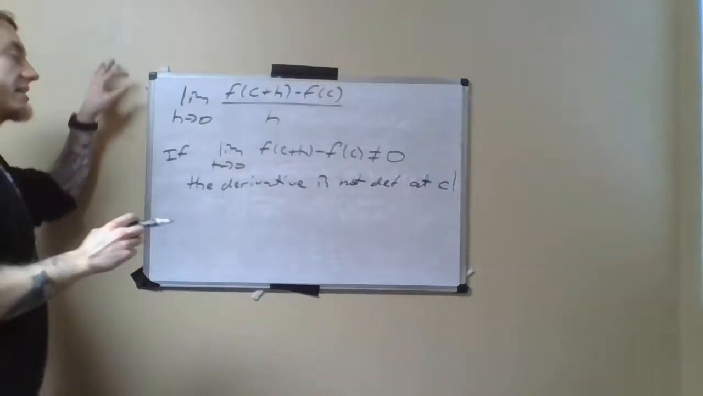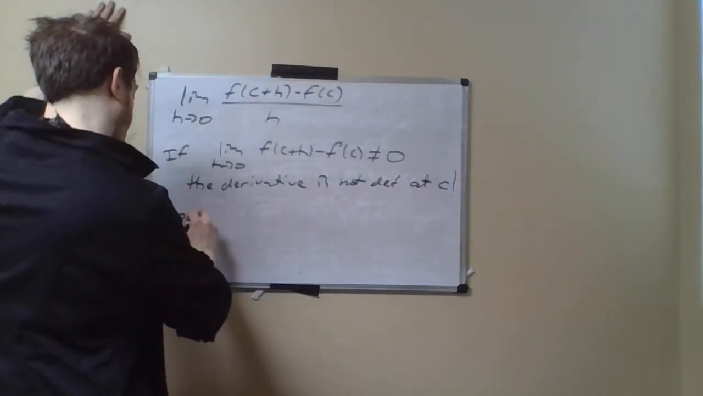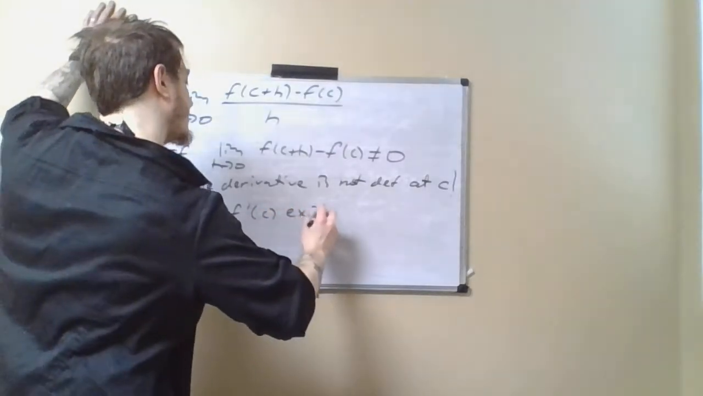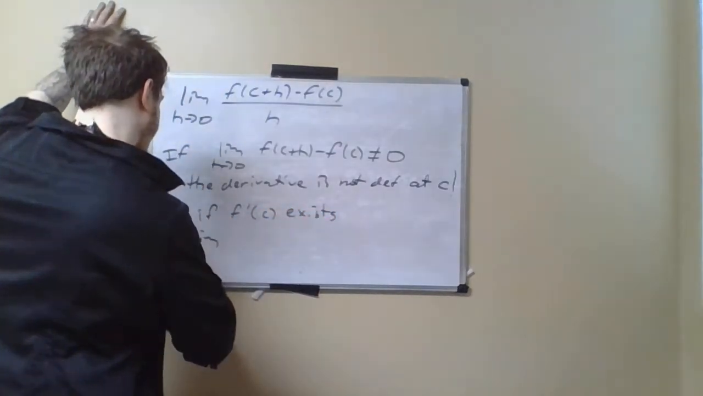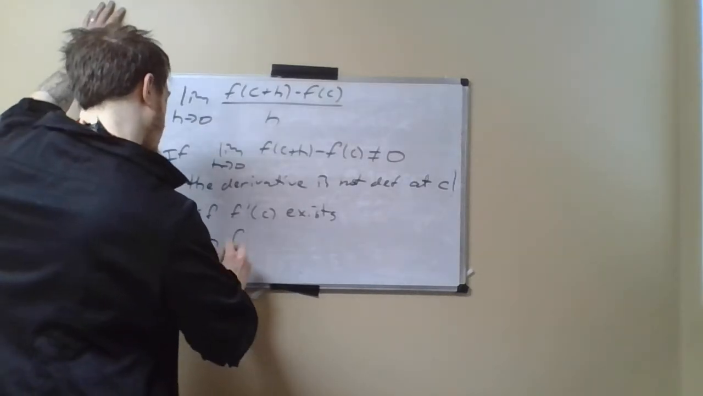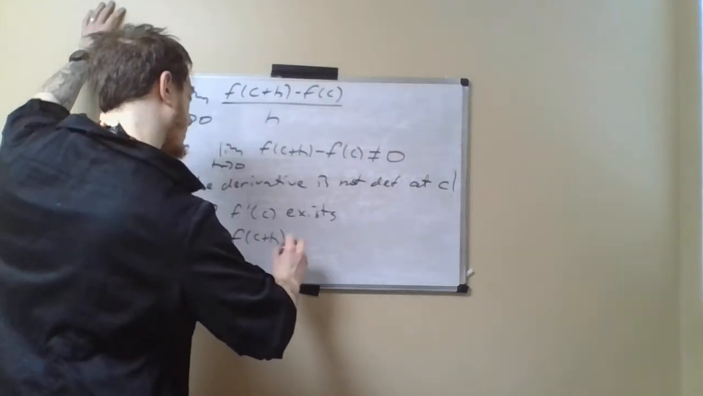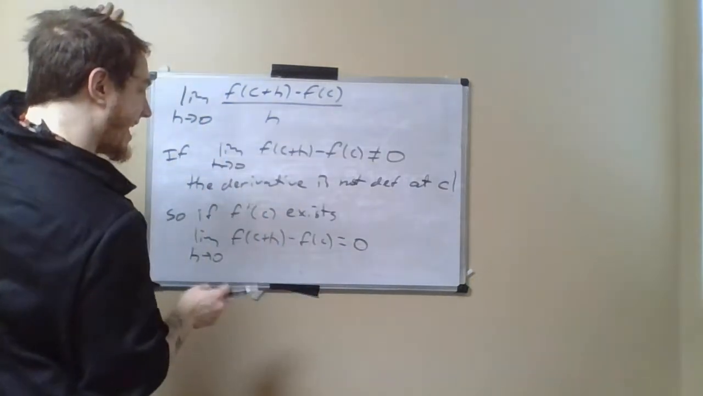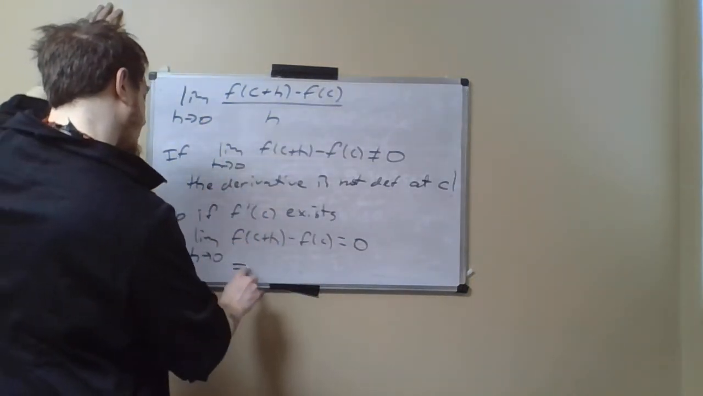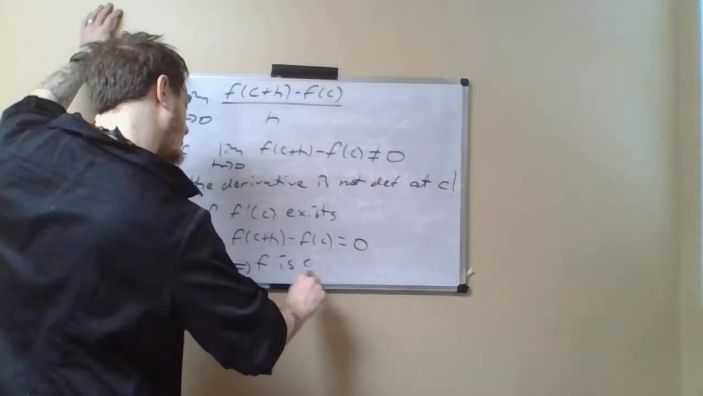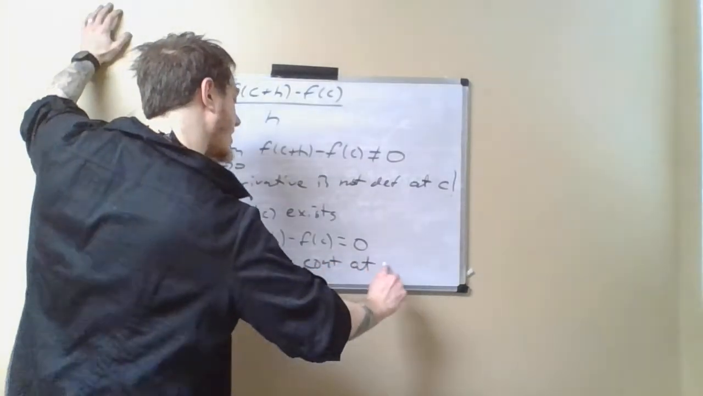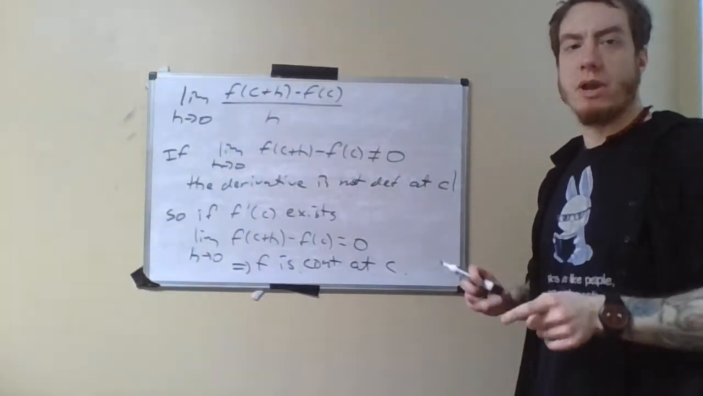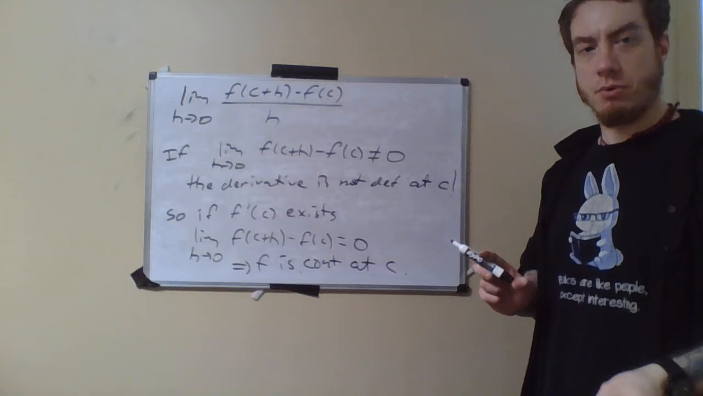And one of the things that this shows us is that if f prime of c exists, then the limit as h approaches 0 of f of c plus h minus f of c has to be equal to 0. And as a result, what we can say is f has to be continuous at c. So if a function is differentiable at a point, it's also continuous at that point.